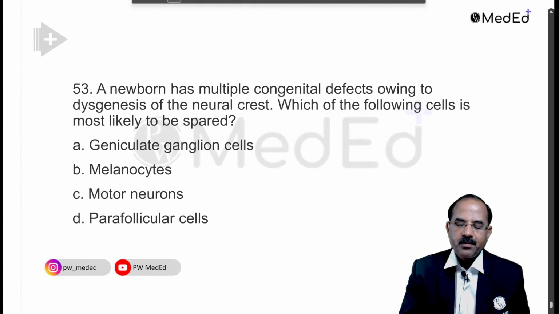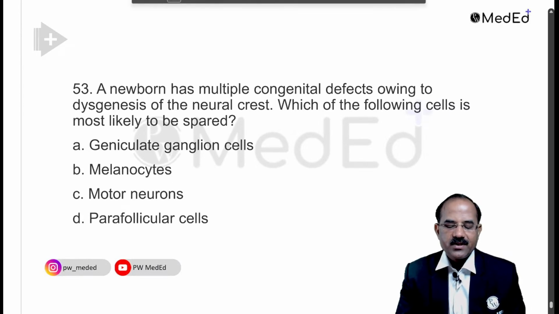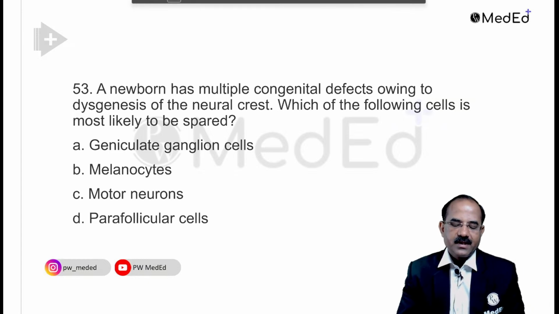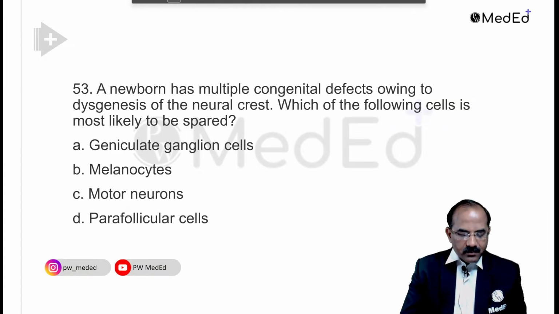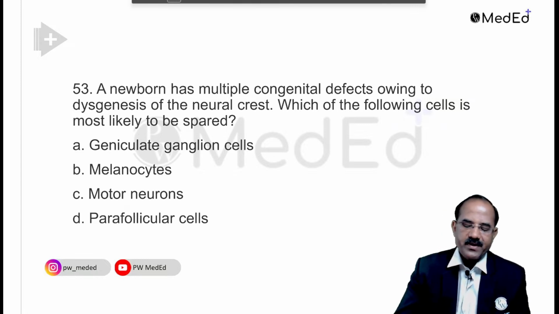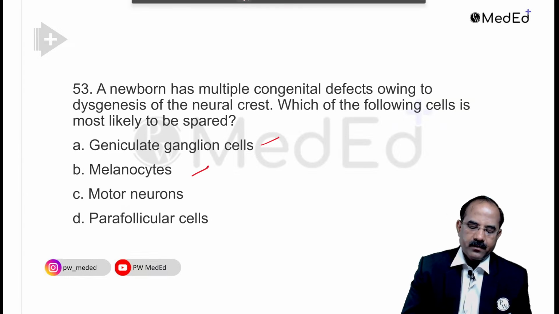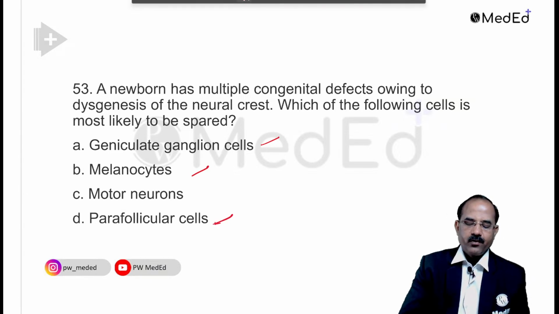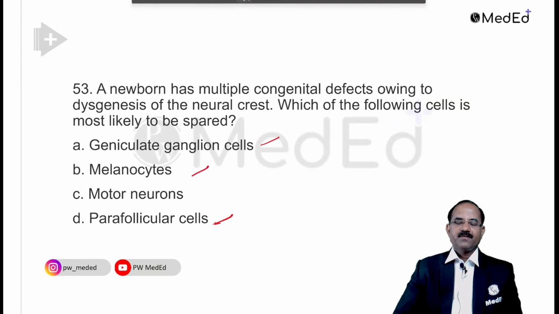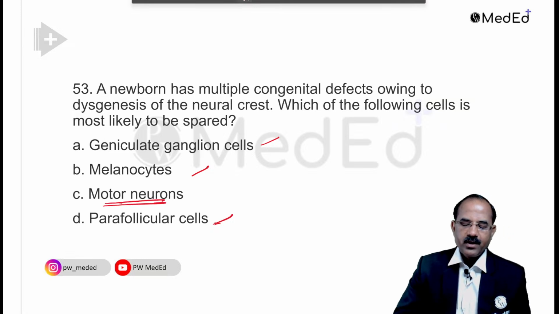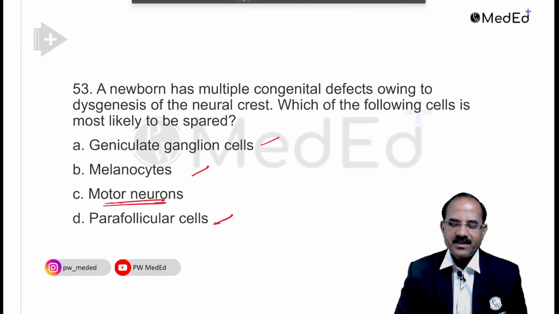Number 53. A newborn has multiple congenital defects owing to dysgenesis of neural crest. Which of the following cells is most likely to be spared? So what are the neural crest cell derivatives? The ganglion cells, yes. The melanocytes, yes. The parafollicular C cells, yes. The motor neurons. Which of the cells is most likely to be spared, students? The motor neurons. The motor neurons are not derived from the neural crest, right?